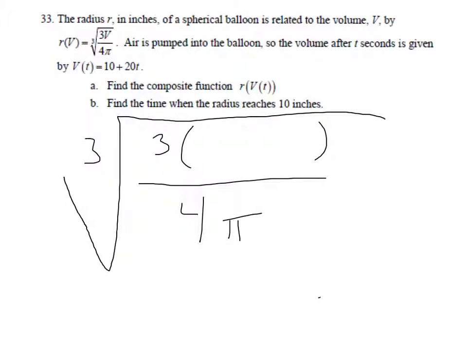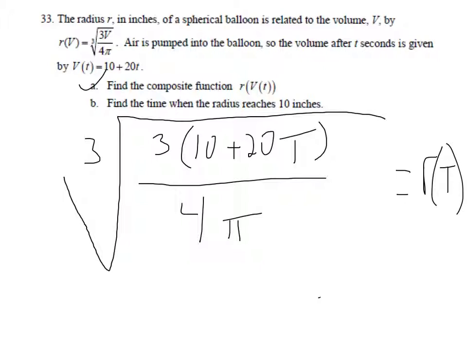I'm sure that's probably okay for you. So I'm just going to write 10 plus 20t. That's actually part A. You could clean it up a little bit, but we don't need to. Now for part B, we need to find the time when the radius equals 10. Remember, this is equal to the radius, because now we've got the radius as dependent on time. So we're going to set this function equal to 10 and then solve it.